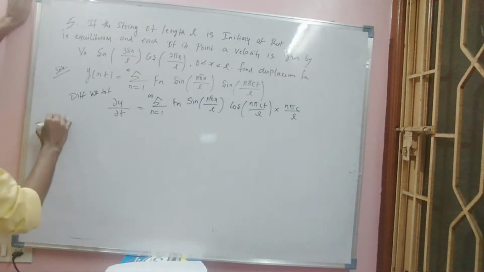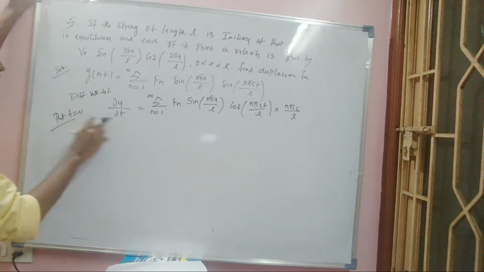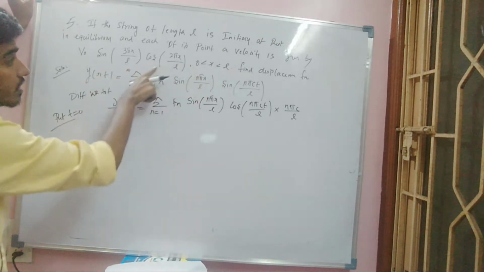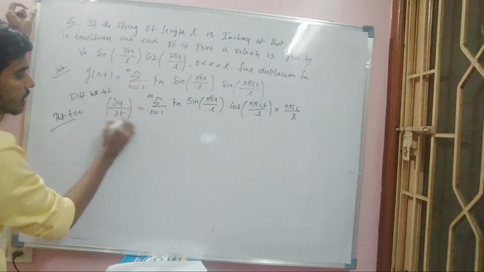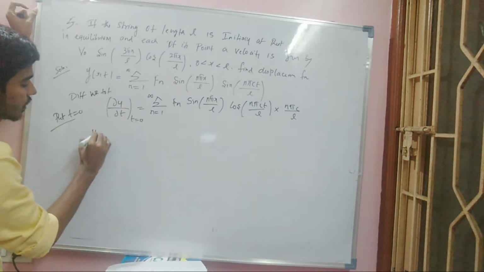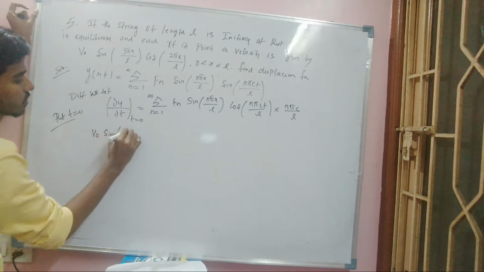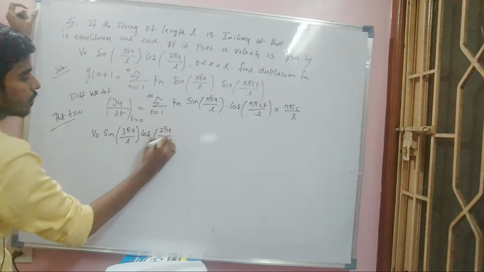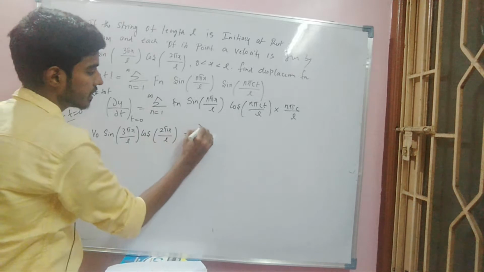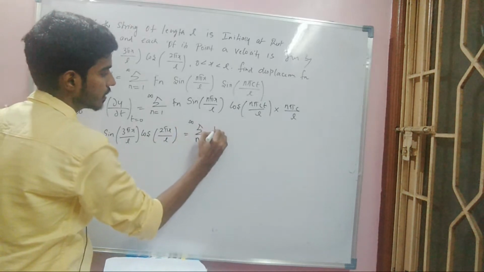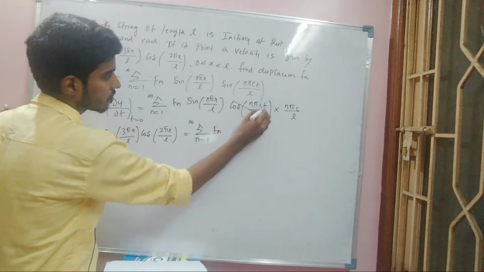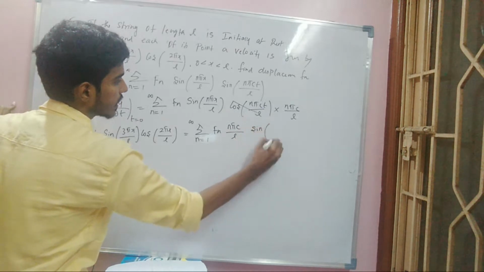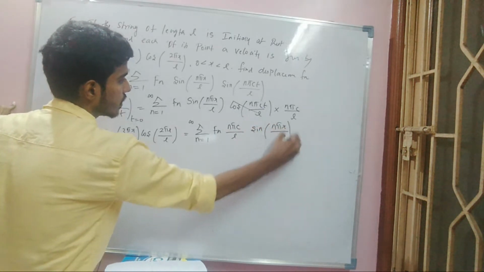Now you substitute, put t is equal to 0. Then dou y by dou t at t is equal to 0 is the initial velocity. So at t is equal to 0, this will be v naught sin 3 pi x by L cos 2 pi x by L, and this will be summation n is equal to 1 to infinity Fn, and this will be 1 because cos 0 is 1. So Fn sin n pi c by L sin n pi x by L.